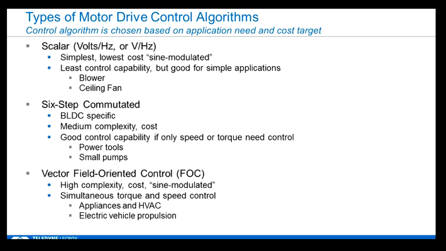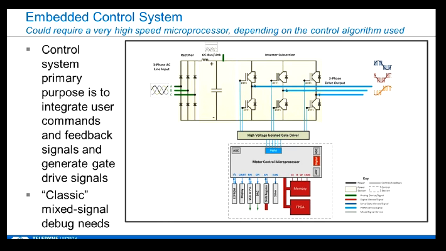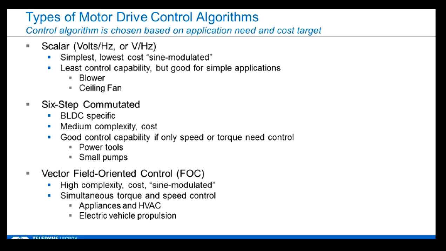performance. When you get into high performance, you'll typically hear a lot about vector field-oriented controls, or FOCs. These are high complexity and cost. They're a sine-modulated technology. They're very good for simultaneously controlling torque and speed. They're becoming lower cost, but it can be a very complex system depending on the application. It's not uncommon for a vector field-oriented control to have a microprocessor in your control system that's several hundred megahertz. So it's not uncommon at all. And you'll see these kinds of drives in HVAC systems or electric vehicle propulsion, where they really like a very complex level of control.